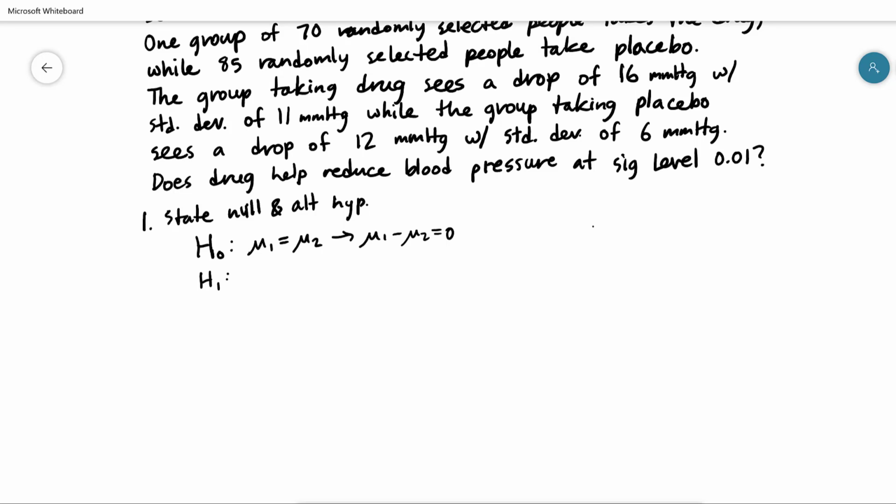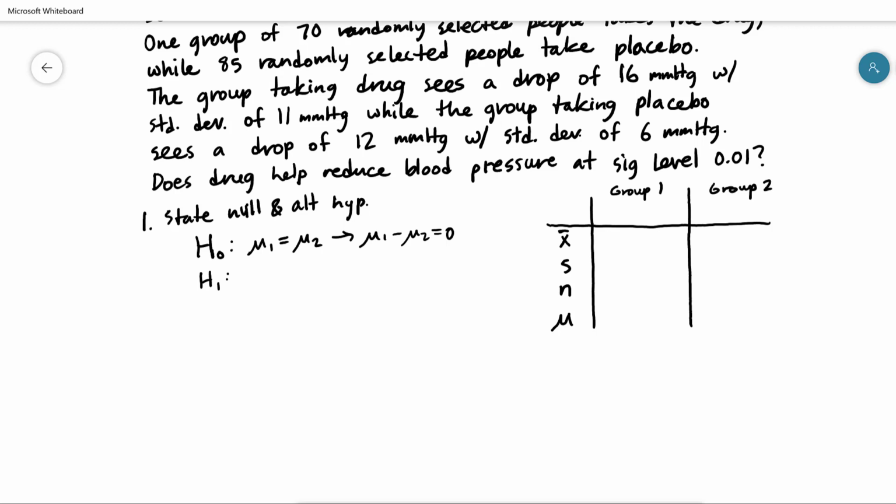I'm going to draw a table over here to keep track of things. The values that we need to know are going to be the values of x bar, the values of S, the standard deviations, the sample sizes, and ultimately we're trying to draw some conclusion about mu. And so we'll have group 1 and group 2.